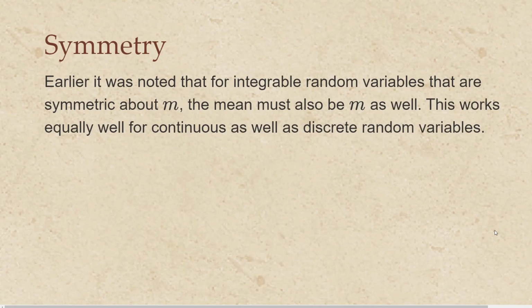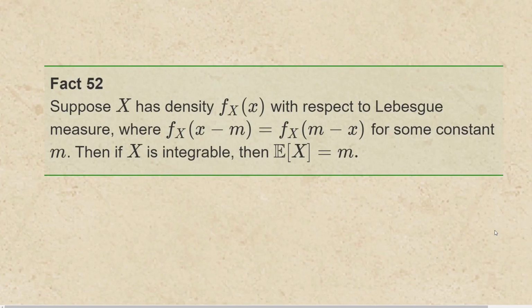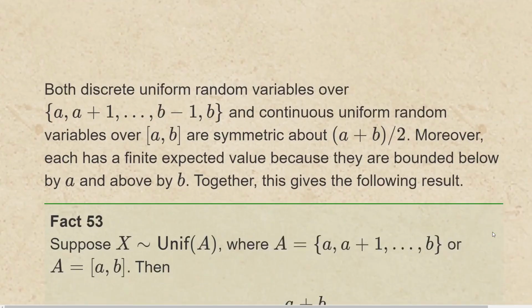Very simple. Now, earlier it was noted that for integrable random variables that are symmetric about m, the mean must also be m. And this works equally well for continuous as well as discrete random variables. Suppose that X has density f sub X of x with respect to Lebesgue measure, where f sub X at x minus m equals the density of X at m minus x for some constant m. Then if X is integrable, then the mean of X equals m.